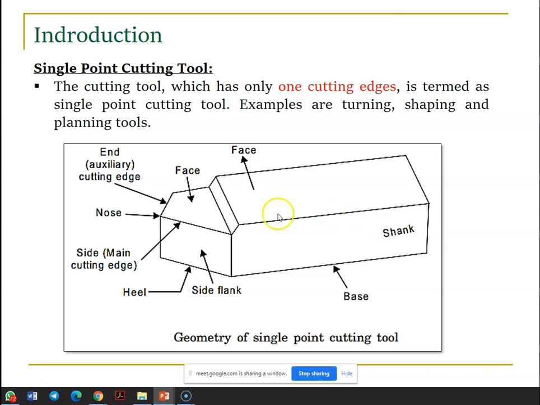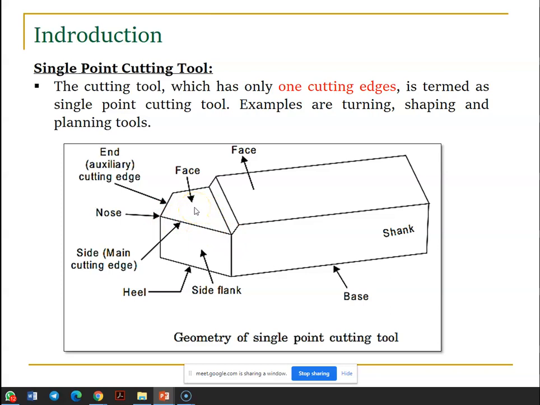In the single point cutting tool, the top side we call the face, the bottom we call the base, and the sides we call the shank. So face, base, and shank. And the face is the extension part. We have a pair of cutting edges: one is the end or auxiliary cutting edge, and the other is the side or main cutting edge.